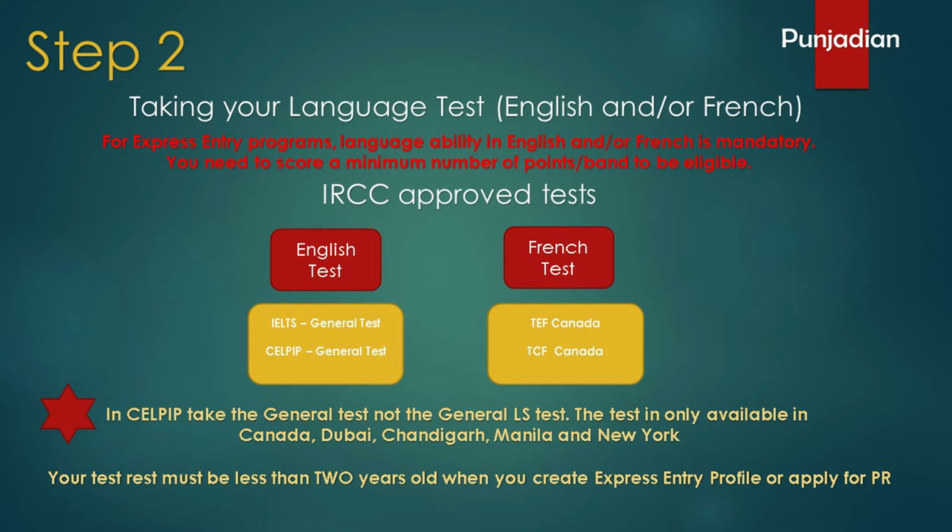For the English test, you can take the IELTS General Test or the CELPIP General Test. For French, you can take the TEF Canada or the TCF Canada test. If you are taking the CELPIP exam, you need to make sure you are taking the General Test and not the General LS test. You also need to make sure that your result is less than 2 years old when you create your Express Entry profile or apply for PR.